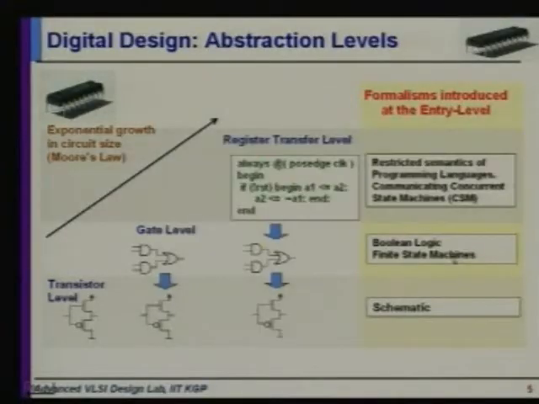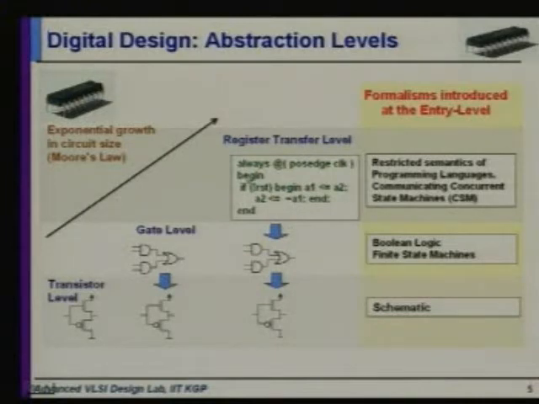What is the higher level of abstraction? The next higher level of abstraction is what we call the register transfer level. Here we use languages like Verilog, VHDL or System Verilog, where the language is a restricted semantics of programming languages by which you can express communicating concurrent state machines. So, it is not just a programming language which supports procedural code of a single process, but it is actually a set of communicating concurrent state machines.